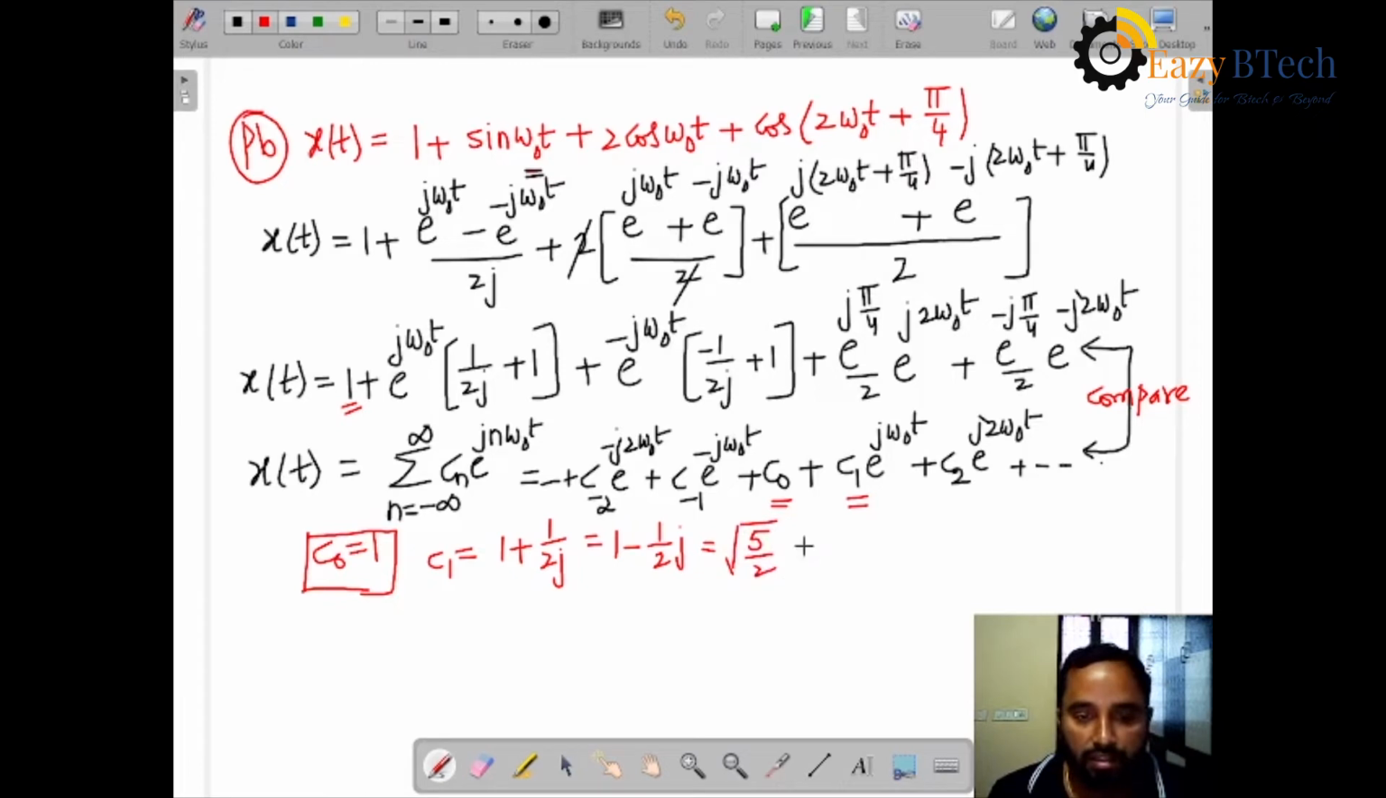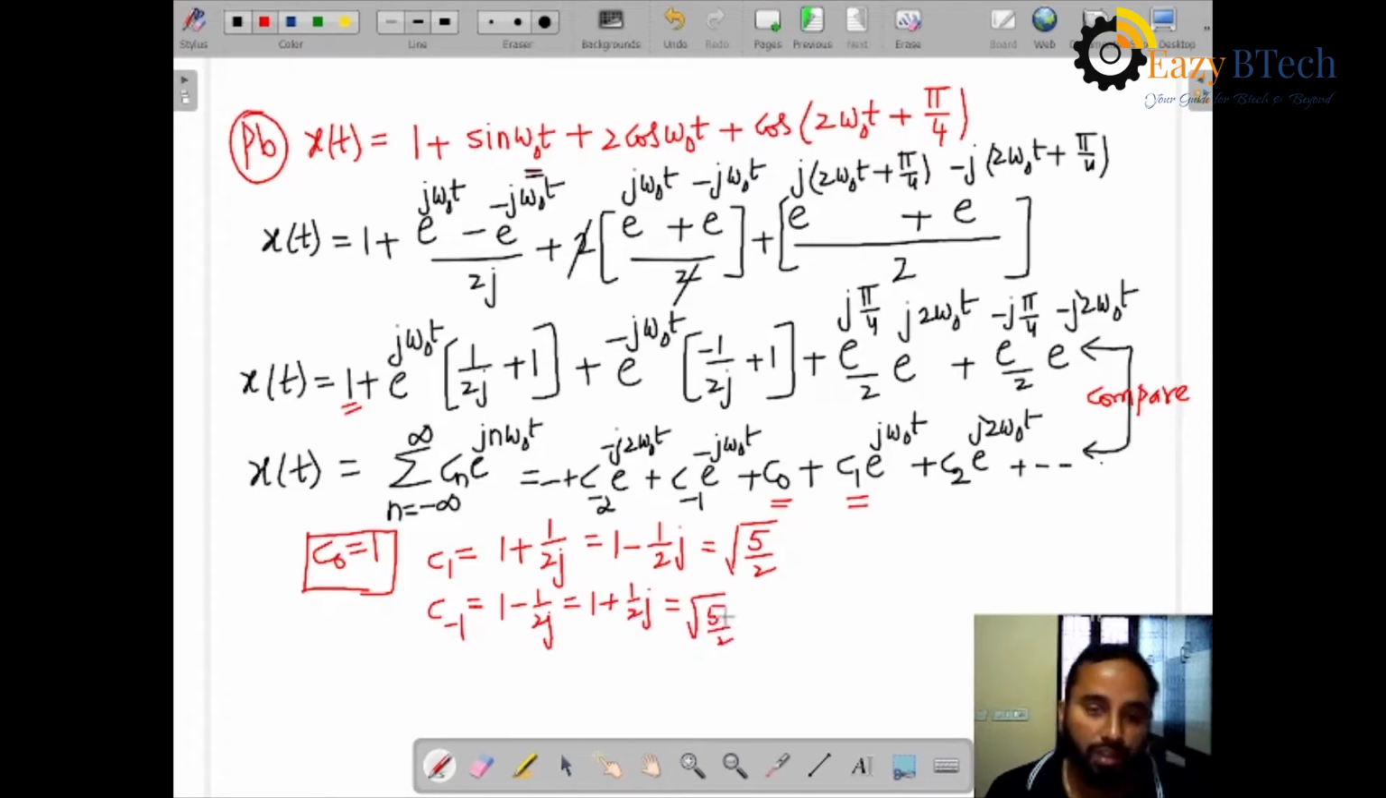Similarly, C minus 1. C minus 1 is the coefficient of e power minus j omega naught t. What is the multiplier we have? 1 minus 1 by 2j, and 1 by j is minus j, so it becomes 1 plus 1 by 2j. And the magnitude is the same again, root 5 by 2.